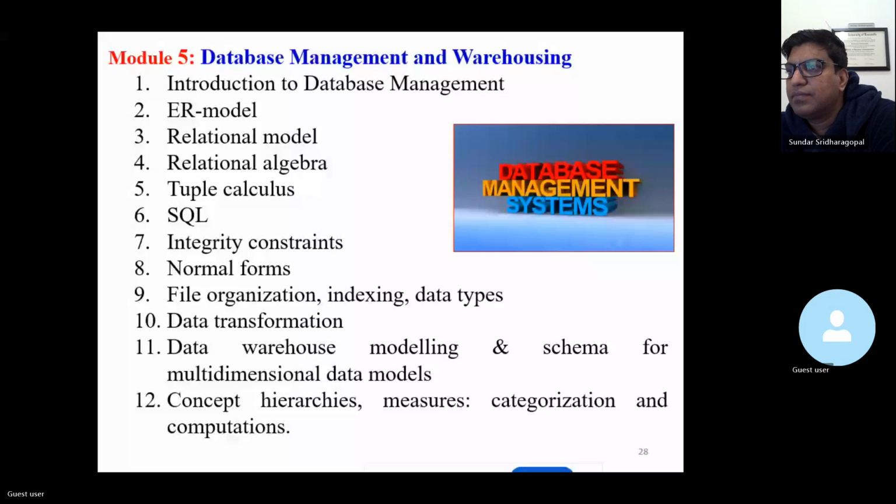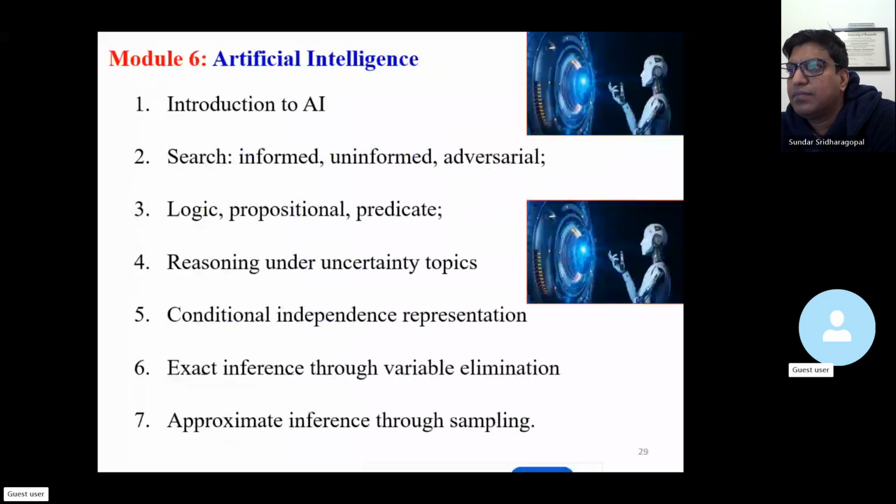Then artificial intelligence: intelligent behavior in a machine, the science and engineering to develop intelligent applications. That is called artificial intelligence. Here we can see the searching concept and the logic; propositional and predicate logics we are studying, reasoning, uncertainty topics, conditional independence representation, exact inference through variable elimination, approximate inference through sampling.